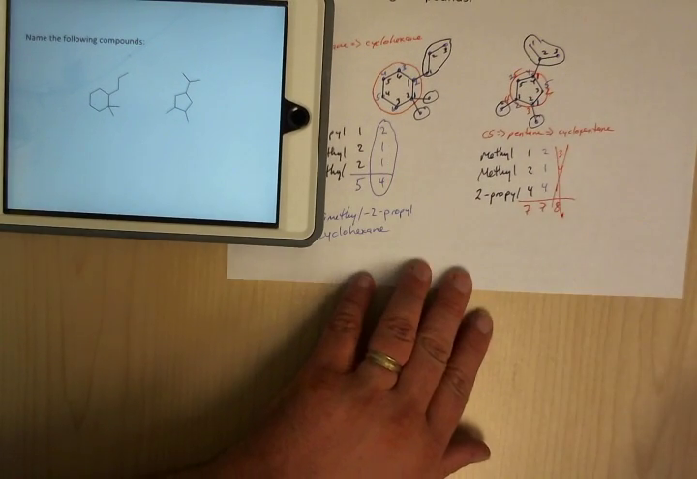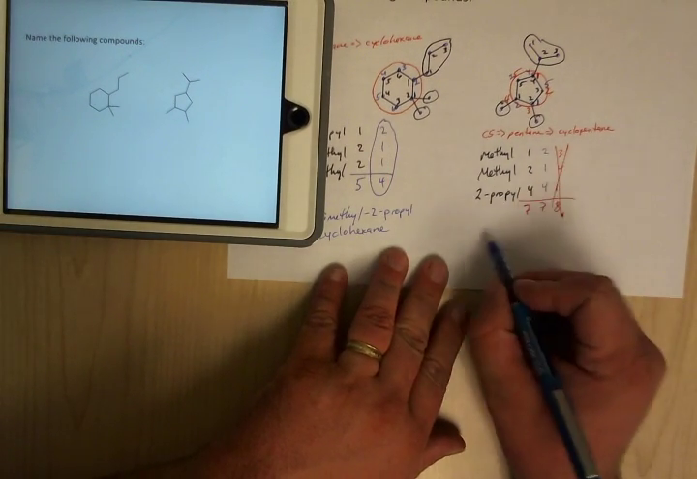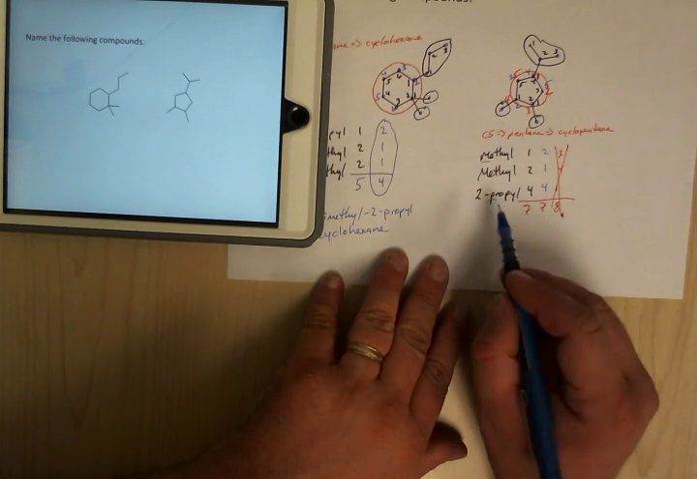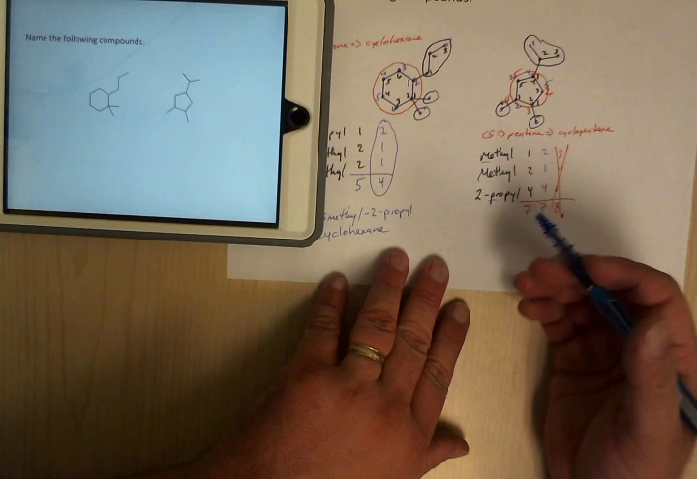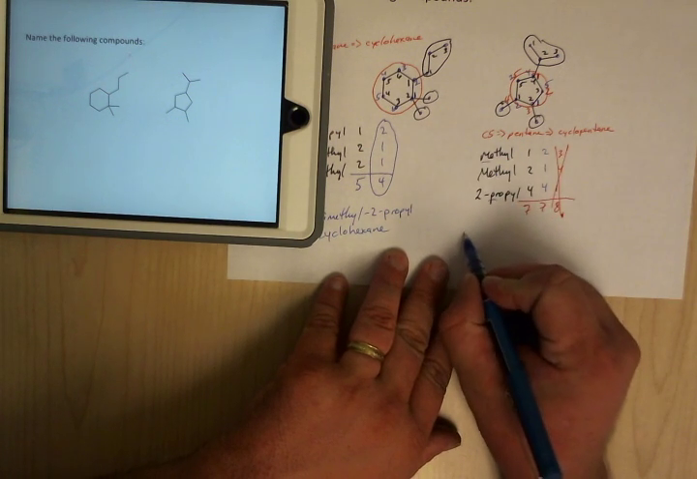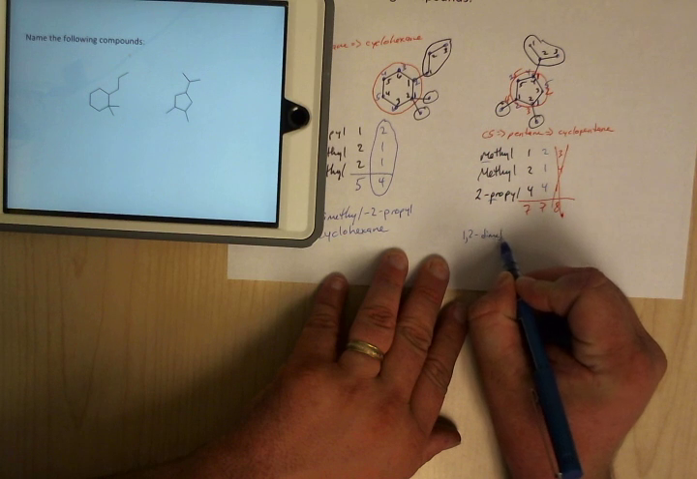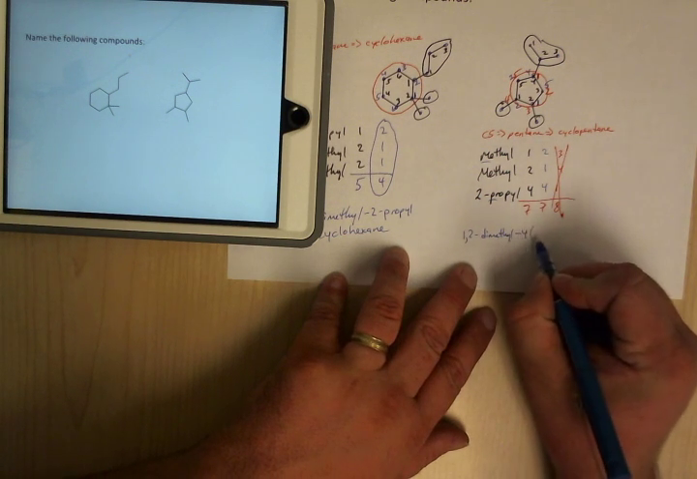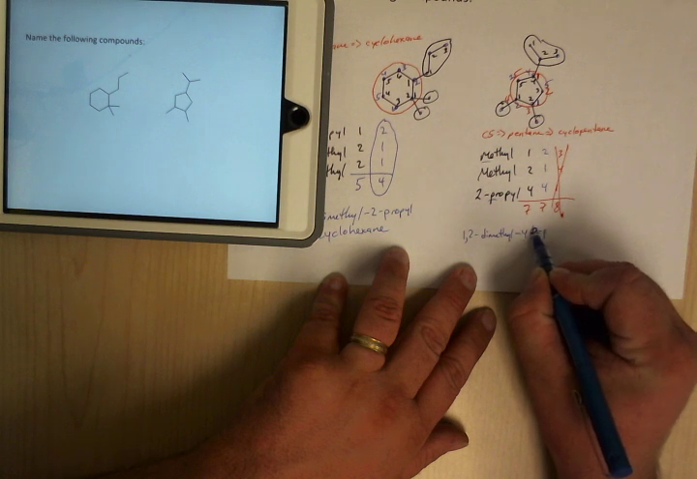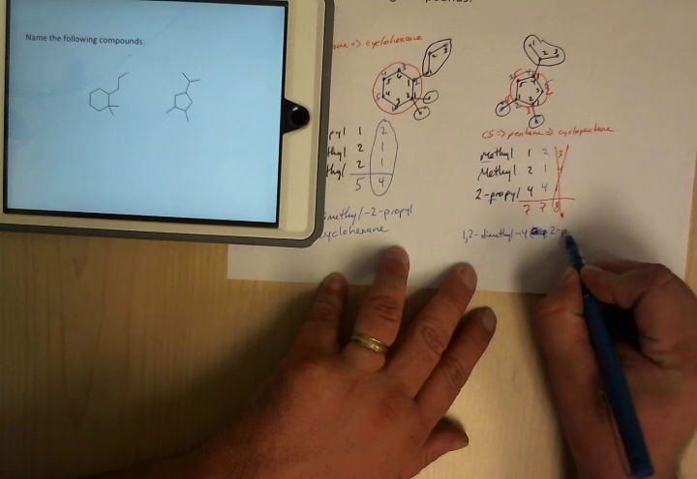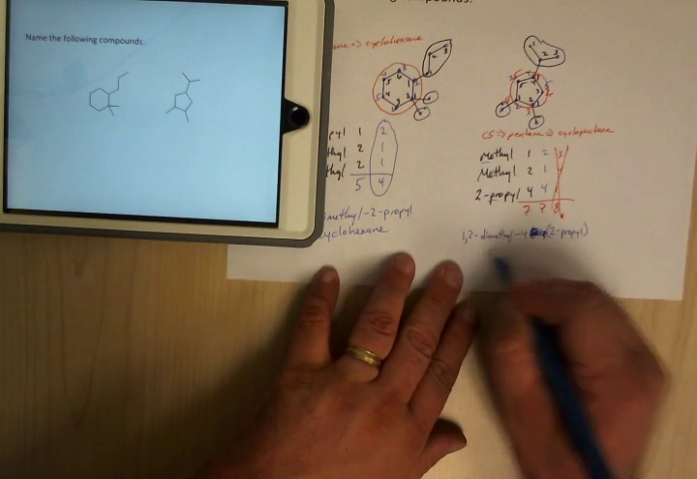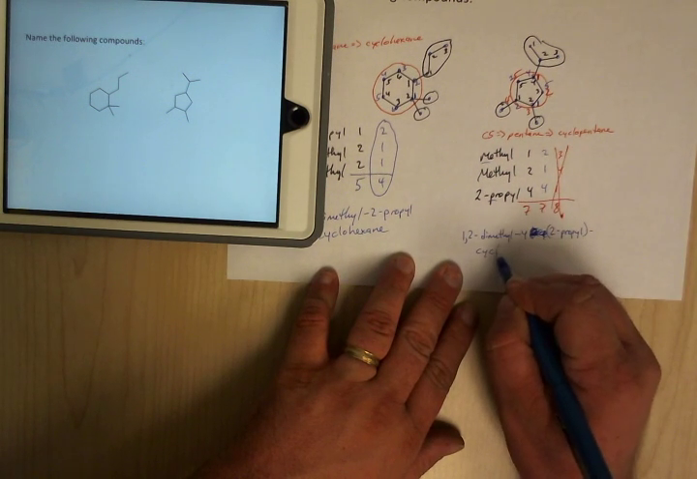Okay, so the final name becomes, you look at methyl versus propyl. Now, if you use isopropyl, you still use the first letter p. Just like di doesn't matter, iso doesn't matter either. So with that, this would be 1,2-dimethyl-4-(2-propyl)cyclopentane.